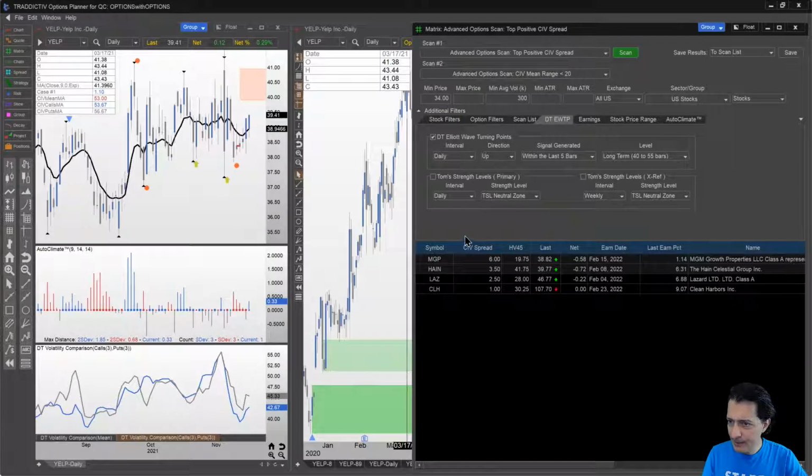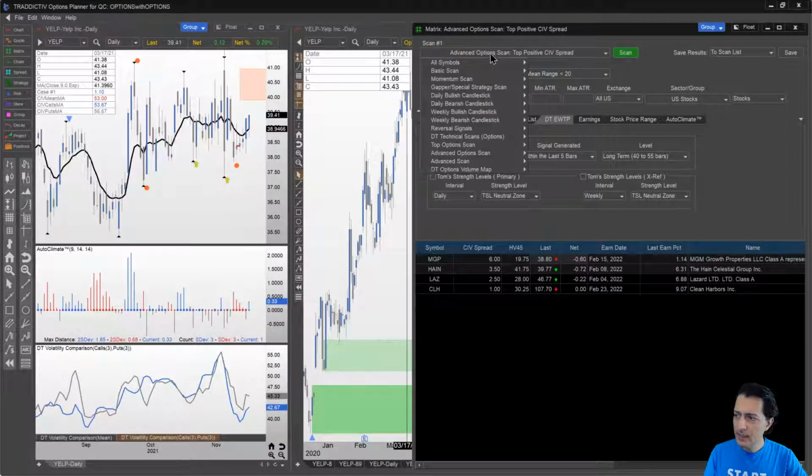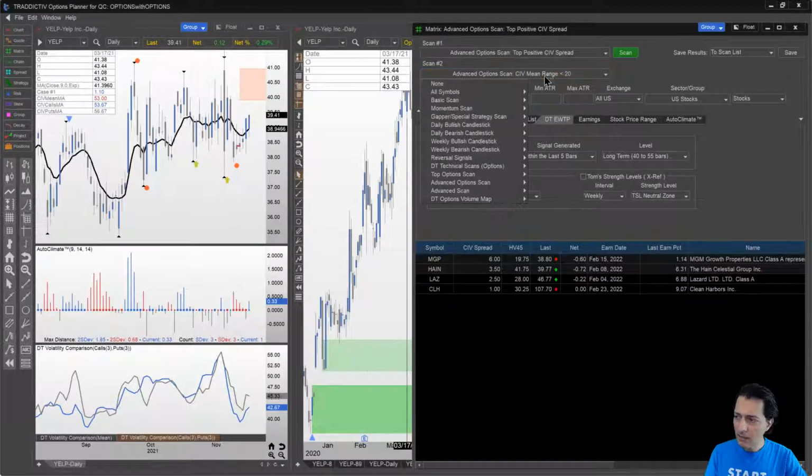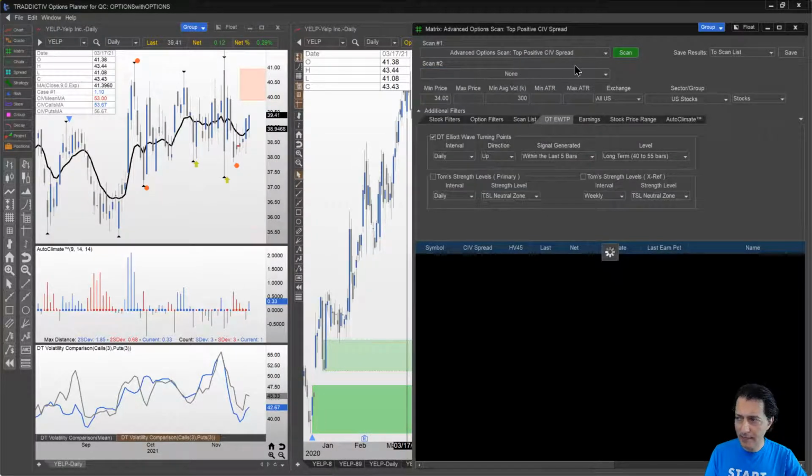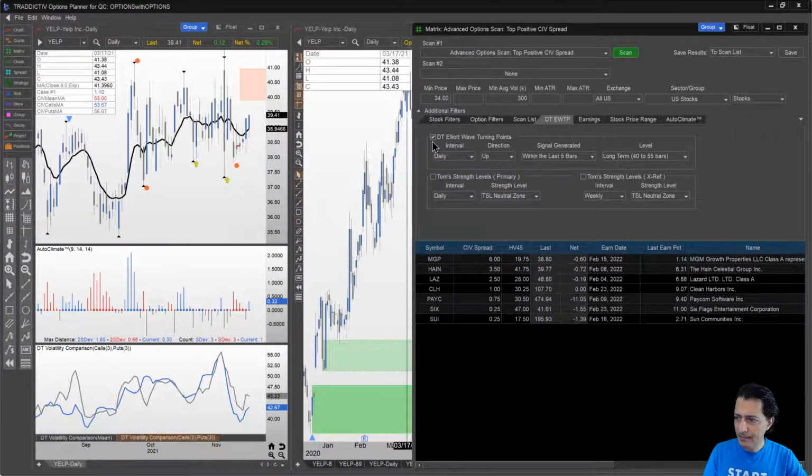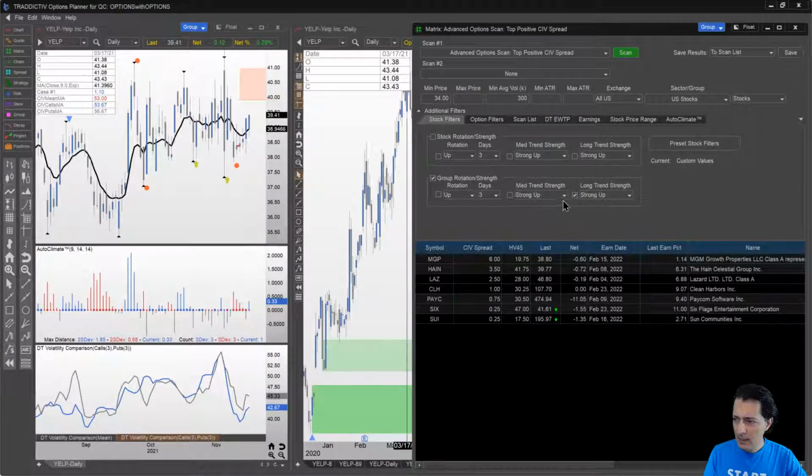So let's go for it. Okay, so we are looking for longs. First thing is that we want the positive CIV spread out there. For now, the implied volatility, I'm just going to say I don't care. Elliott wave turning points for now, I will uncheck. Then I'm going to be looking at groups to be long-term strong.